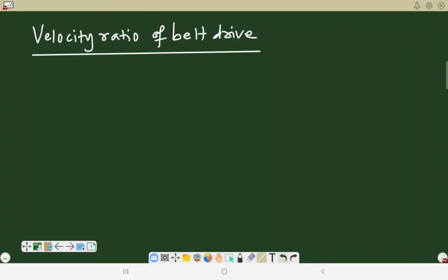Students, I am Dr. Ashish Vikar and today we will learn about how to determine velocity ratio of belt drive. Velocity ratio of belt drive. This is the phenomenon that we are going to learn, how to determine velocity ratio of belt drive.